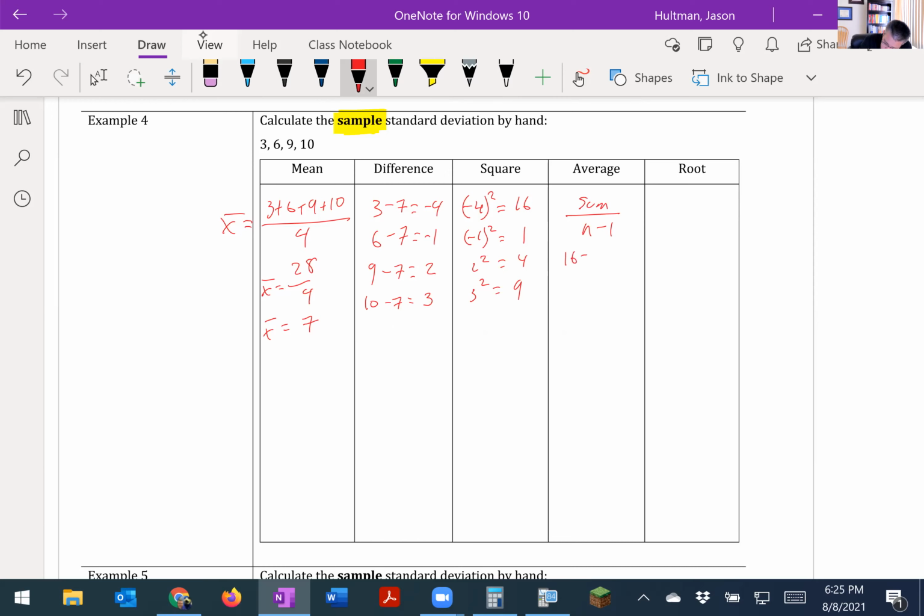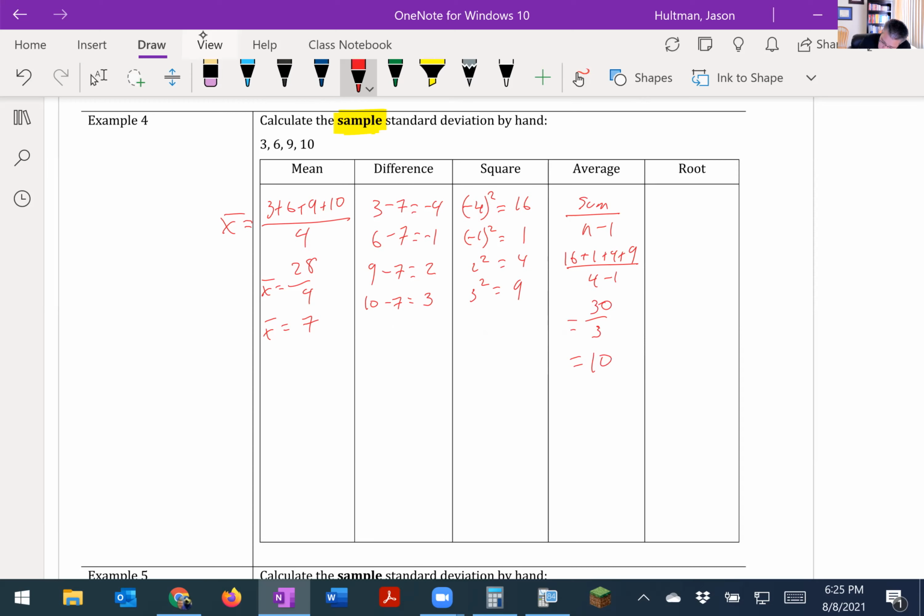So we're going to go 16 plus 1, plus 4, plus 9, all over 4 minus 1 this time, not 4. Even though there are 4 items, it's 4 minus 1 because it's a sample. So this is going to be 16 plus 1 is 17, plus 4 is 21, plus 9 is 30. And so this is 30 over 3, which is 10. So the average is 10 here.